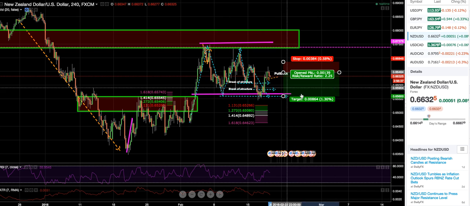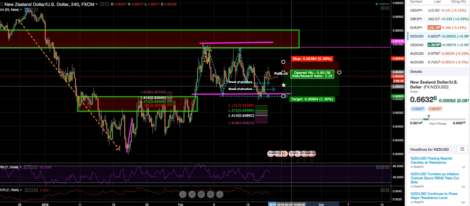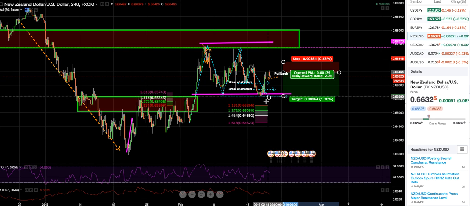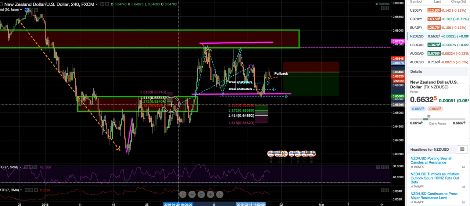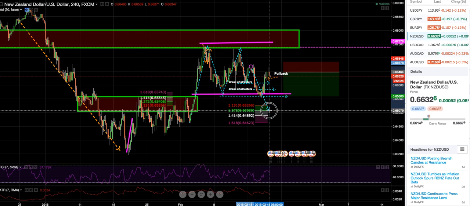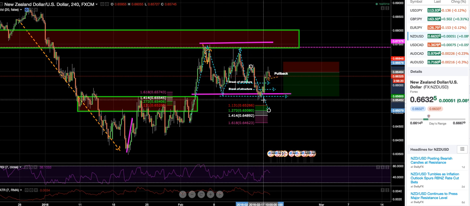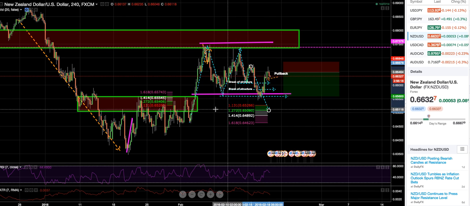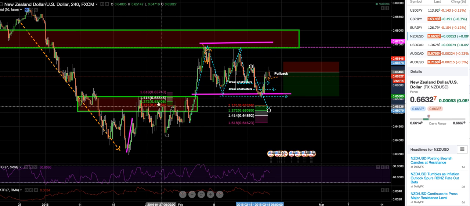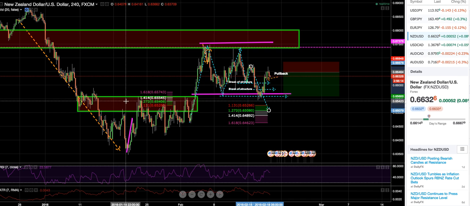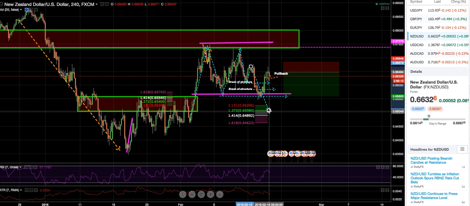we can measure that out on the 1 hour, but at least until here, and possibly somewhere in this green box. You can see if your extended targets are the 127 from this high to this low right here. Your 127 would complete inside the green box. So you could shoot for the 127.